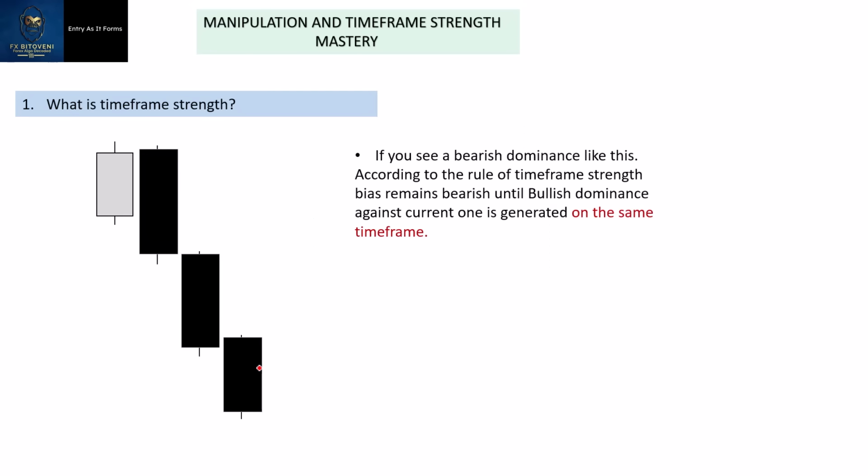Now, if you see a bearish dominance like this, according to the rule of time frame strength, bias remains bearish until bullish dominance against the current one is generated on the same time frame. This is the key to understand this. On the same time frame. If you understand this, you are going to succeed in this course.